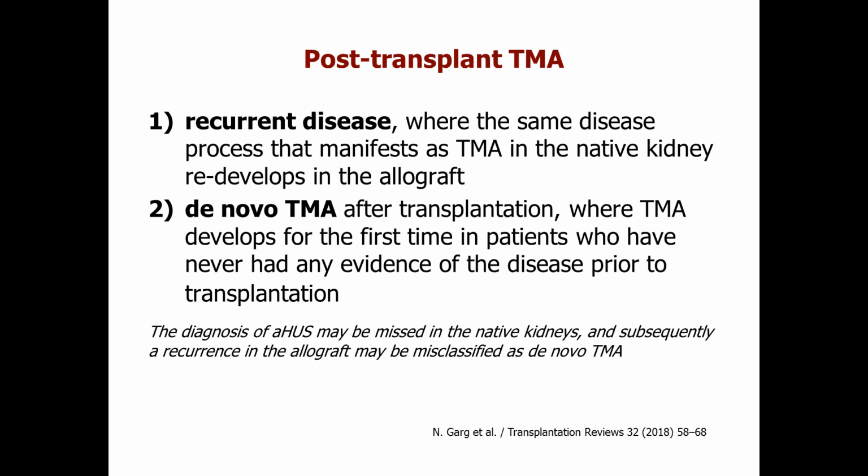And then we should differentiate between recurrent disease, the same disease that manifests as a TMA in the native kidney and redevelops in the graft, or de novo TMA after transplantation, where the TMA develops for the first time in patients who have never had any evidence of the disease prior to transplantation. But this is a very tricky question because the diagnosis of atypical aHUS may be missed in the native kidneys, and subsequently we could classify it as de novo TMA, but this actually is recurrence of the disease in the graft.